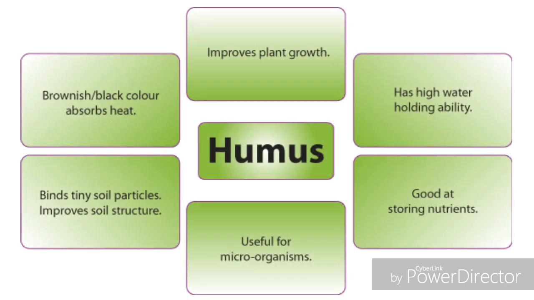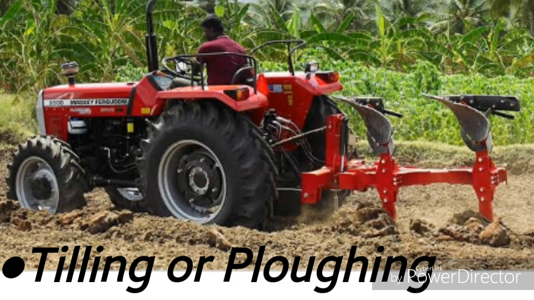Humus improves plant growth, has high water holding ability, is good at storing nutrients, is useful for microorganisms, improves soil structure, and absorbs heat. In this picture, you can observe a farmer plowing or tilling the soil with the help of a tractor.